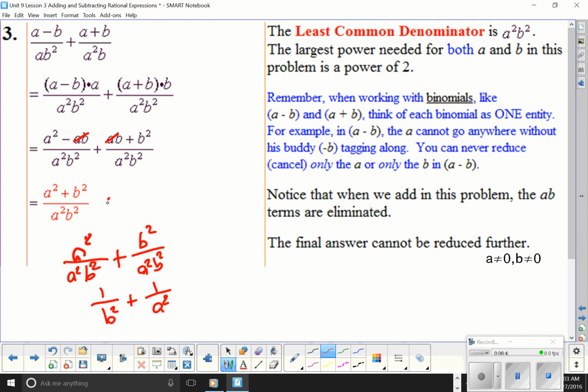I do have to note as well that a does not equal 0 and b does not equal 0. I do have those restrictions. Like I said, this is not necessarily reduced. I can leave it like this. If you do it like this, that's fine.